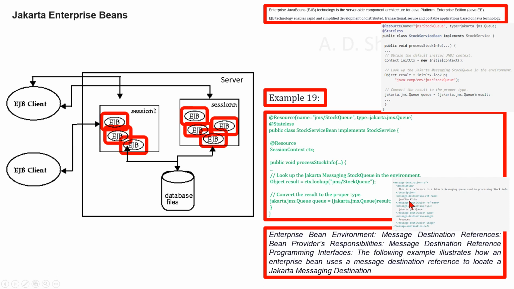java:comp/env context. For example, the name should be jms/StockQueue rather than java:comp/env/jms/StockQueue.